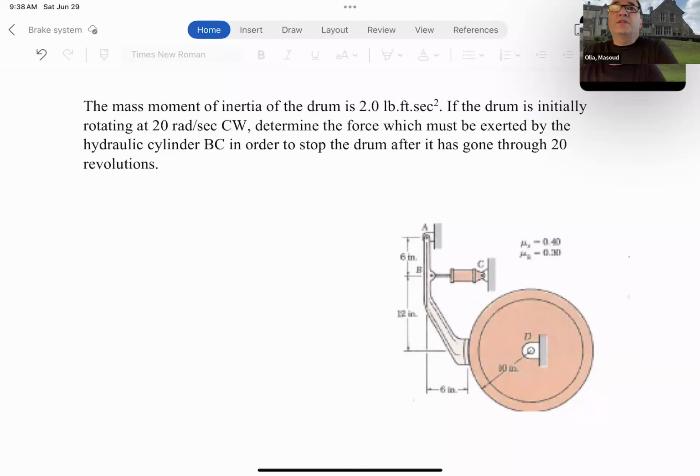And I'm here with a problem related to kinetics of rigid bodies and related to mass moment of inertia and calculation of forces needed to bring a rigid body to rest. So why don't we get started?